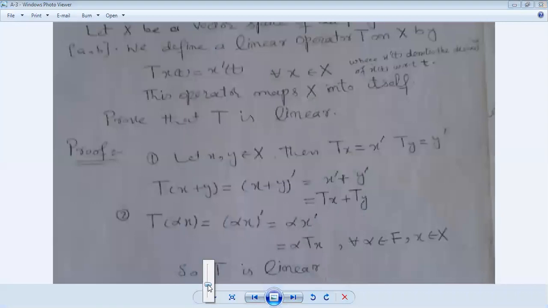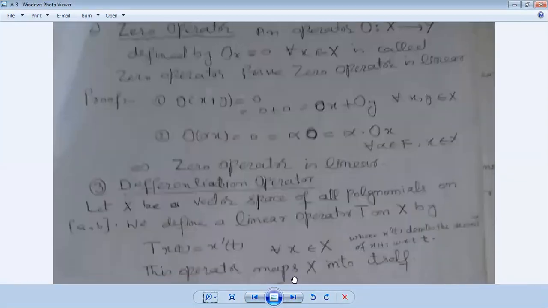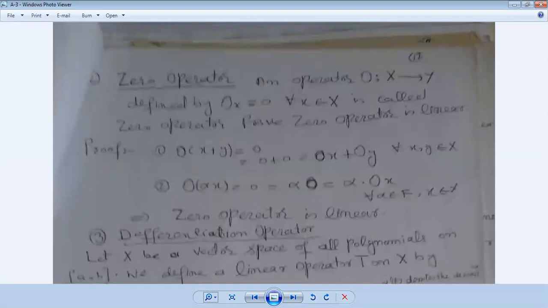Now take another example, the zero operator. Another operator O from X to Y, defined by O of x is equal to 0, a vector of the second vector space, for all x belonging to X, is called a zero operator. When we operate O on x, the answer is a zero vector for every element of X. So these are very easy to check. This is a linear operator, as the two conditions are satisfied.